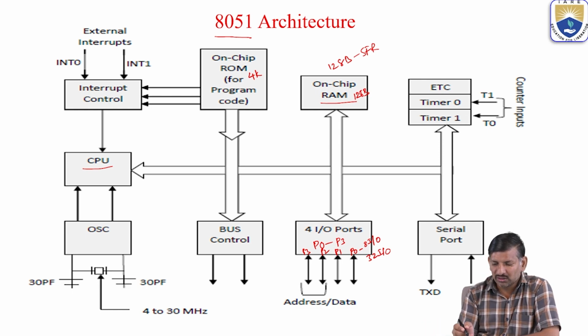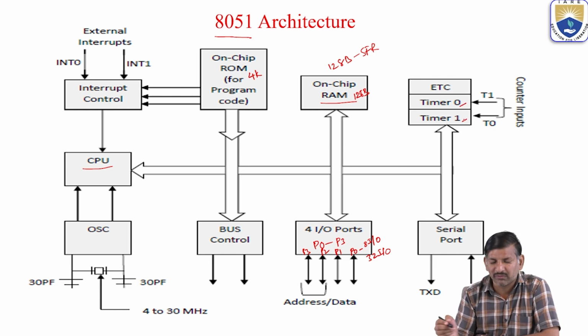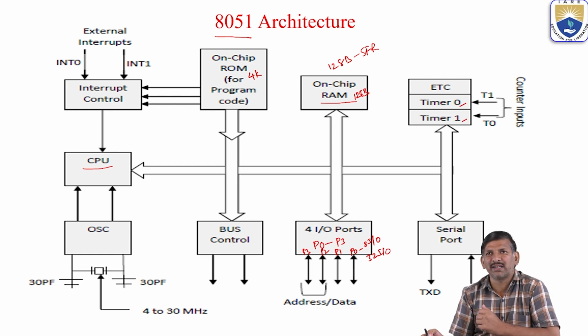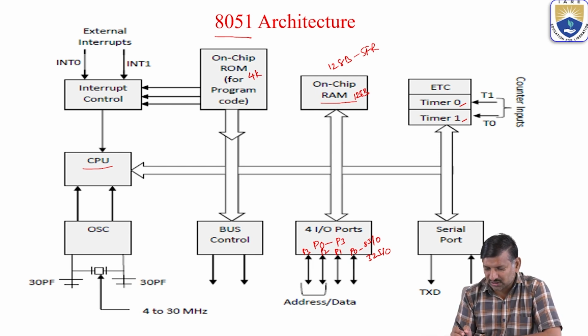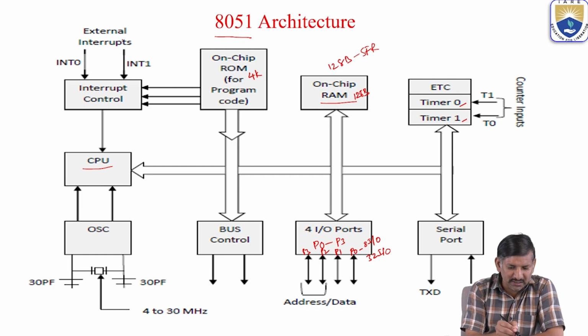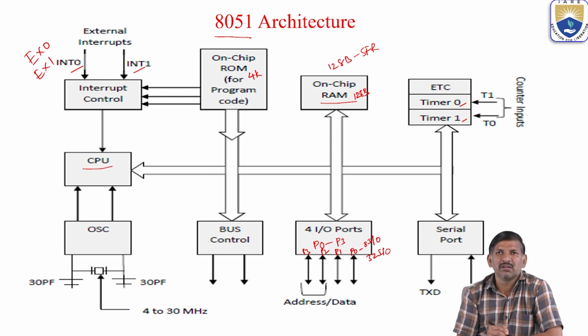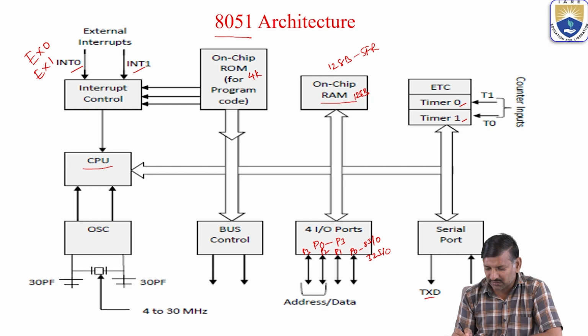It contains two 16-bit timers, timer 0 and timer 1. 16-bit indicates that at a time it will access 16-bit information. Next, it contains 6 interrupts: external interrupt 0 (EX0), external interrupt 1 (EX1), timer 0 and timer 1 interrupts, and serial port interrupts, transmitting interrupt and receiving interrupt. Totally 6 on-chip interrupts are there.